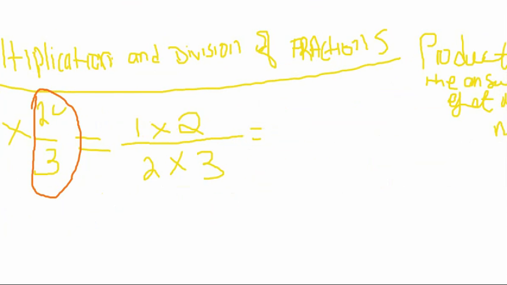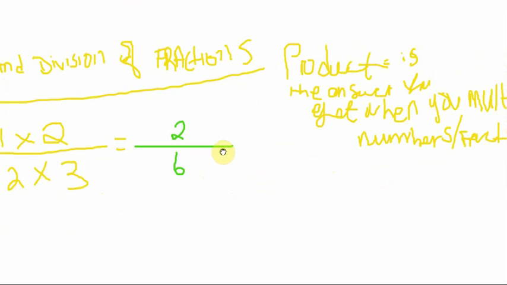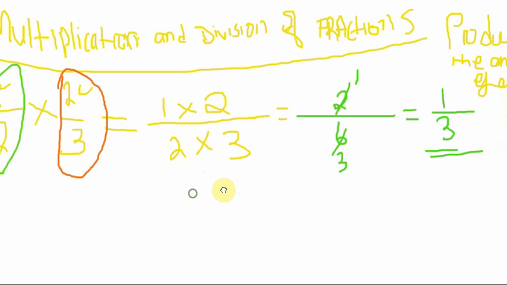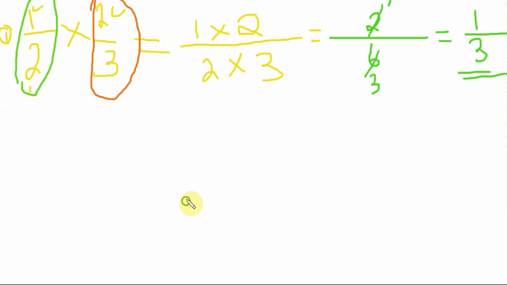Okay, now let's go back to where we were. So 1 times 2, what is our answer? 1 times 2 is 2, 2 times 3 is 6. We simplify this. How many times is 2 divisible by 2? It's 1. We write 1 on top on that side of the equal sign. How many times is 2 divisible by 6? It's 3. So 1 over 3 is actually our final answer.